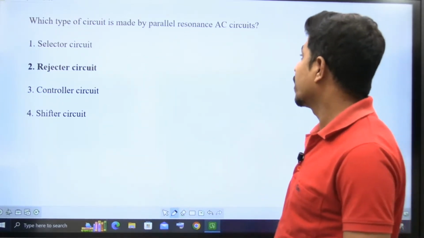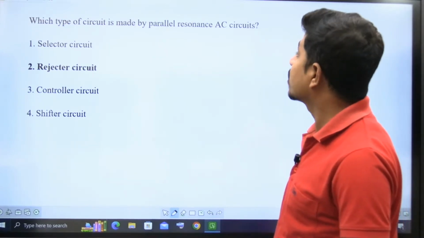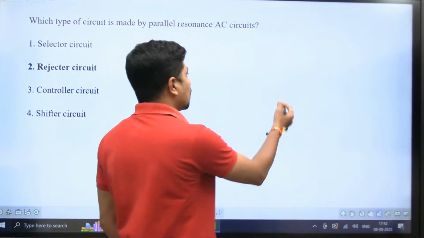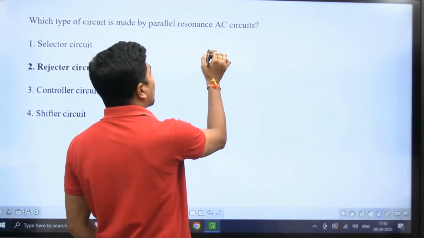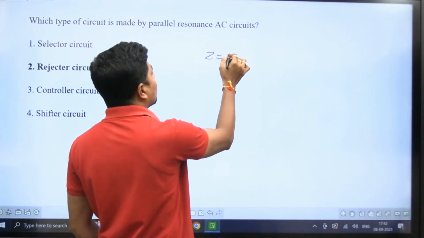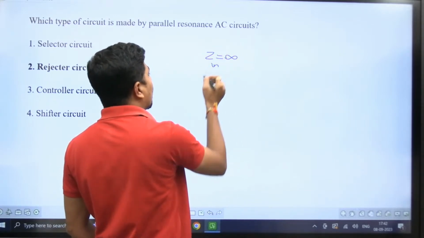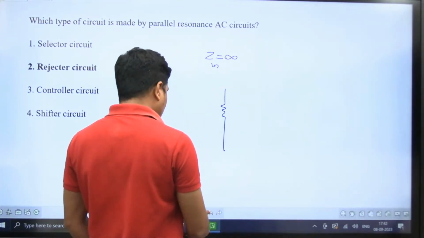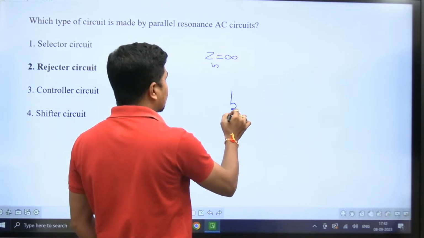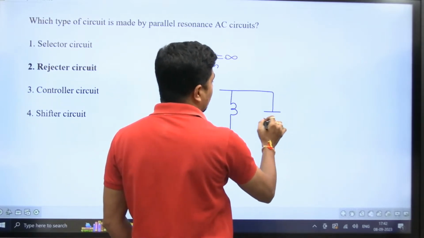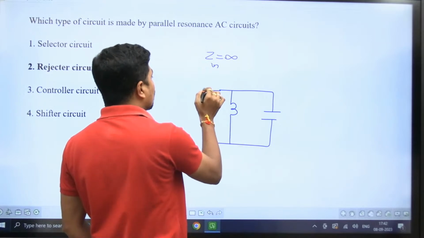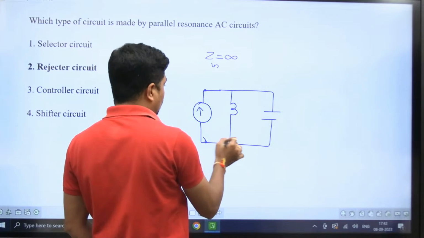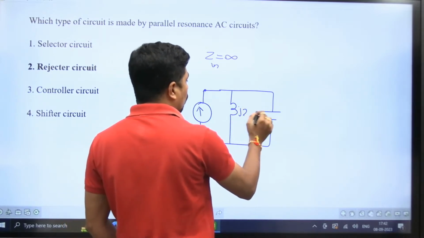Which type of circuit is made by parallel resonance in AC circuits? I can say during parallel resonance, impedance is very high. In fact, I can say input impedance is infinite. Why? Because see, I'm taking only LC, not RLC. Observe. Suppose you are connecting a current source here. This is I2.